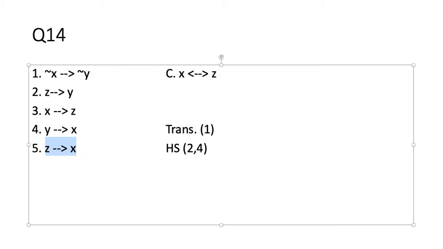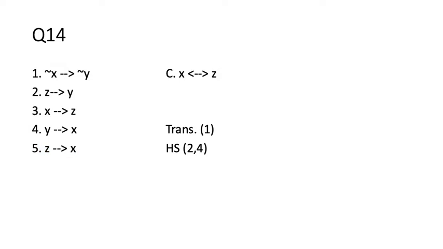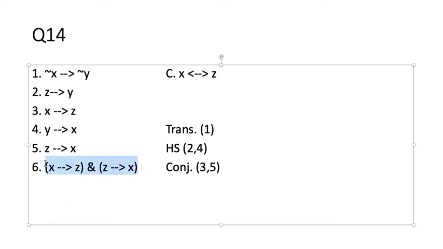Okay, what else? Well, look at what I have now on 3 and now on 5. On 3, I have if X, then Z. On 5, I have if Z, then X. Okay, so I can put those together via conjunction, right? And then that makes it super clear to me that I have the materials here to show that a biconditional follows, okay? So what did I do?